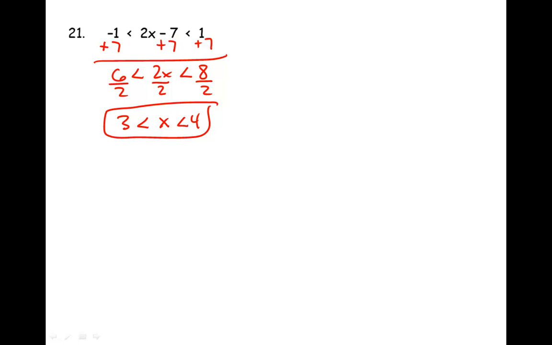So we solved for x, and our inequality should be 3 is less than x is less than 4.